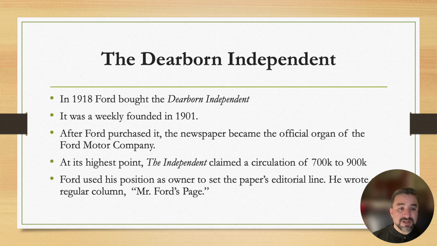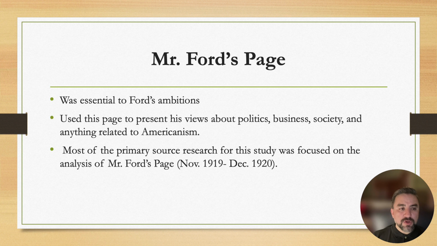Now, Ford used his position as owner of the newspaper to set the paper's editorial line, and for that matter, he wrote a regular column. The column was Mr. Ford's Page. Mr. Ford's Page was essential to Ford's ambitions. He used this page to present his views about politics, business, society, and anything related to Americanism, to American culture, to the importance of hard work, productivity, consumption, and all those things that he stood for. He obviously set out to redefine the concept of happiness and American success.